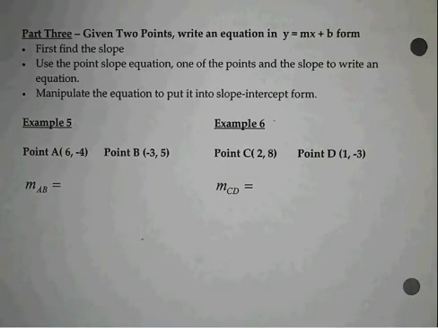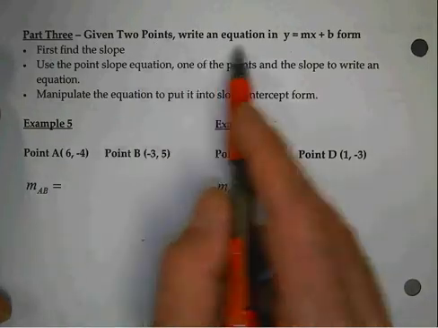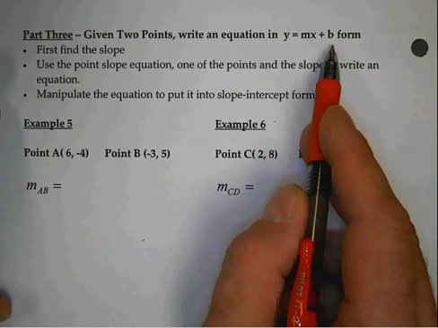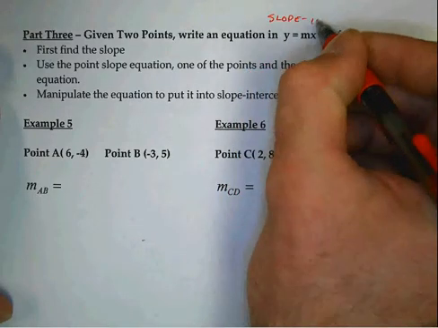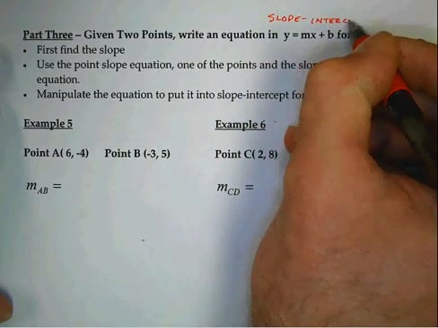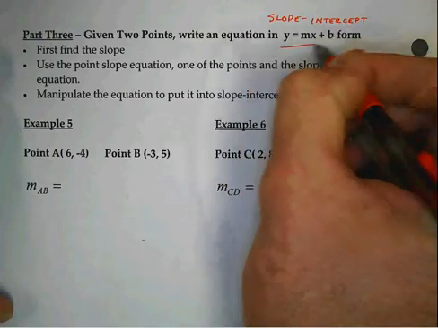All right, second part of this section 4. Given 2 points, write an equation in slope-intercept form. I guess I should write that up here, in slope-intercept form, which is this.